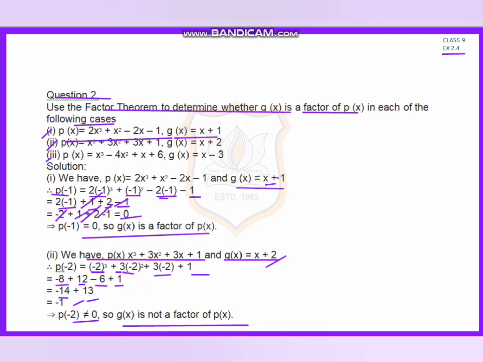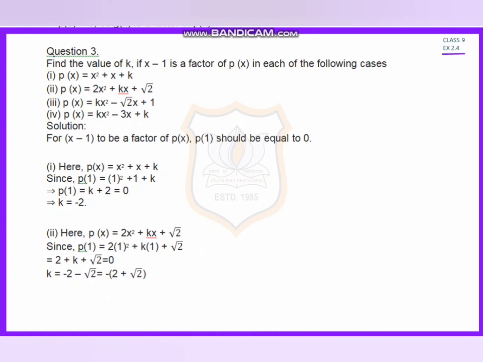Question 3, you have to solve yourself. Here is question number 3. Find the value of k if x minus 1 is a factor of p(x), in each of the following cases. Here we have 4 cases. I will solve 2 cases and you have to solve 2 cases in homework.